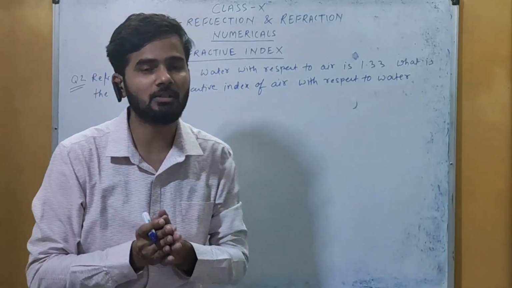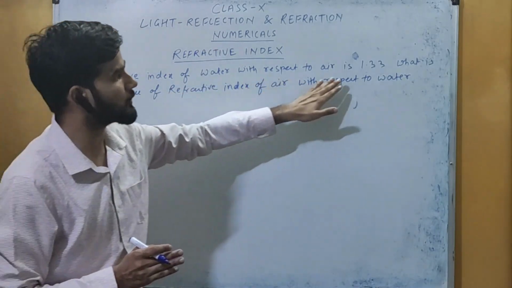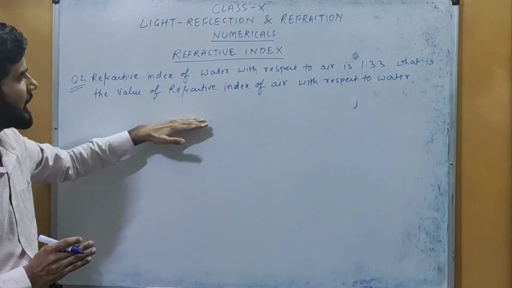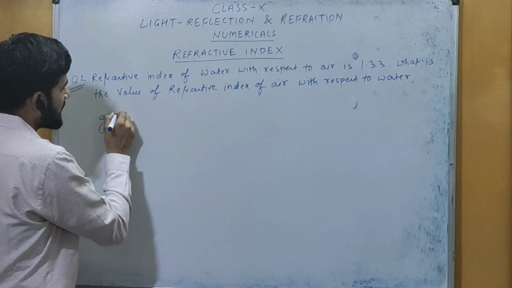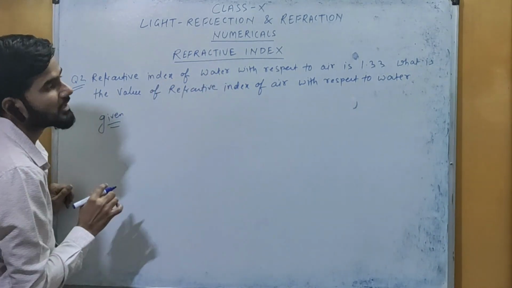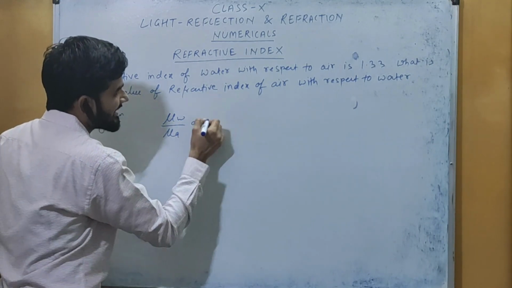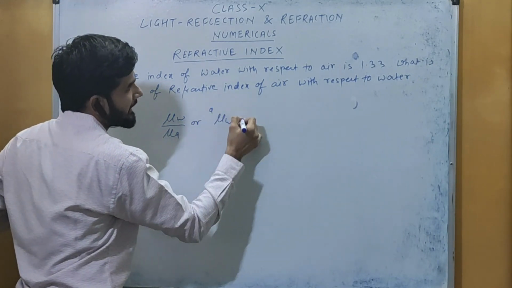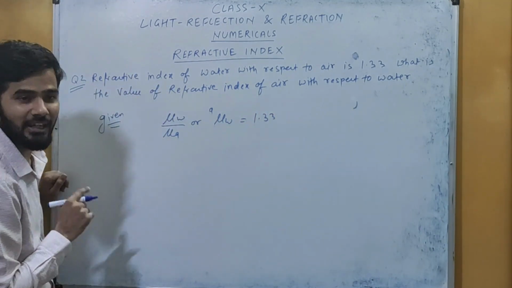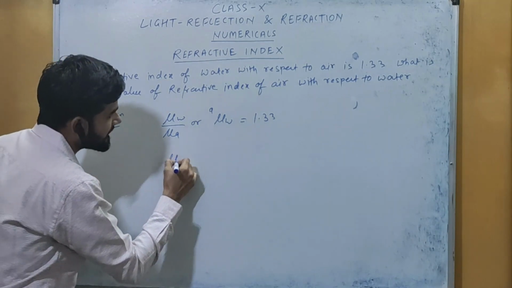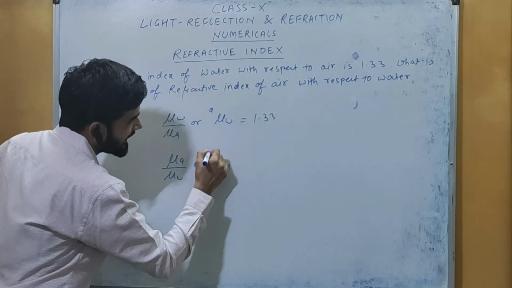Okay, now the second question which is based on the refractive index is, the refractive index of water with respect to air is 1.33. What is the value of refractive index of air with respect to water? Here again we will write the given data. The refractive index of water with respect to air is equals to 1.33. So what is the value of refractive index of air with respect to water? What we have to find? Refractive index of air with respect to water, or we have to find mu A W.